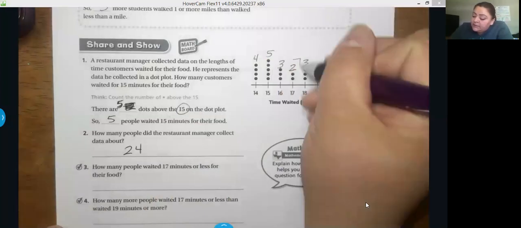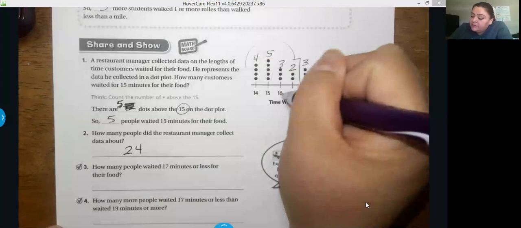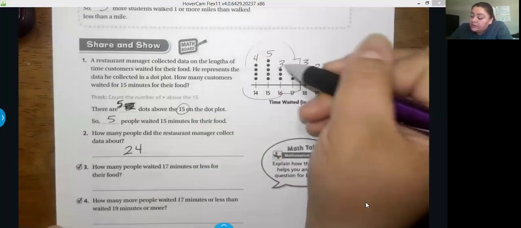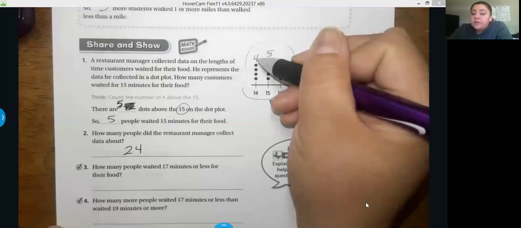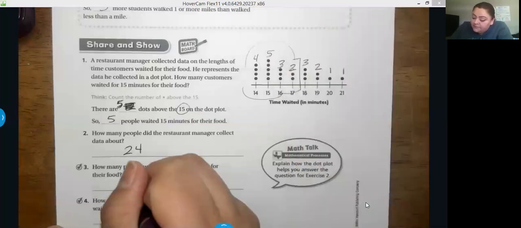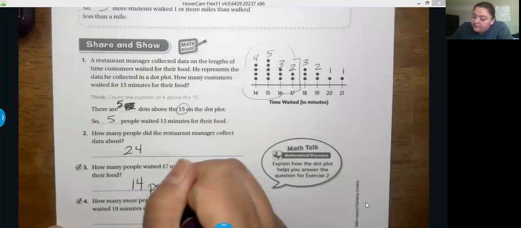So 17 minutes or less. So anything past here is what we're looking for. So 2 and 3 is 5. Another 5 is 10. Plus 4 is 14. 14, and actually I need to write this out. I'm sorry, 14 people.